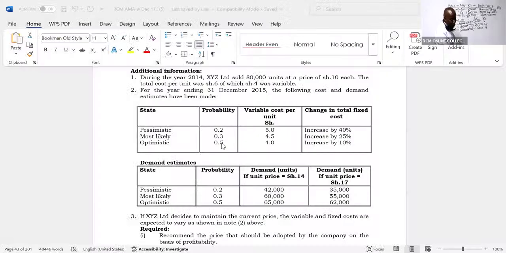The probabilities of our environments have been given here: 0.2, 0.3, and 0.5. Even in the second table we have the same probabilities. So we have 0.2, 0.3, and then 0.5. What shall we use those probabilities for?